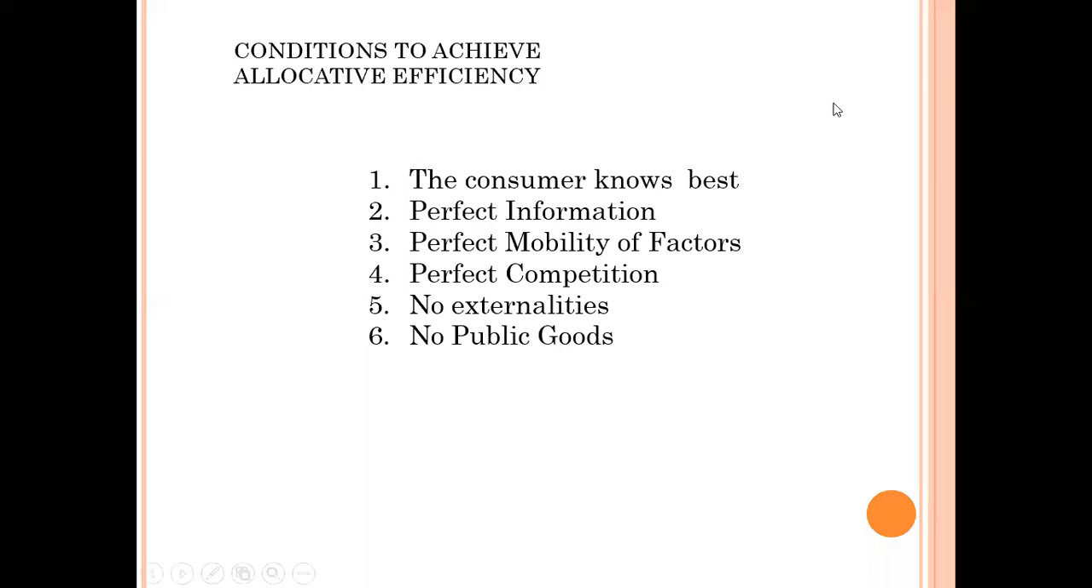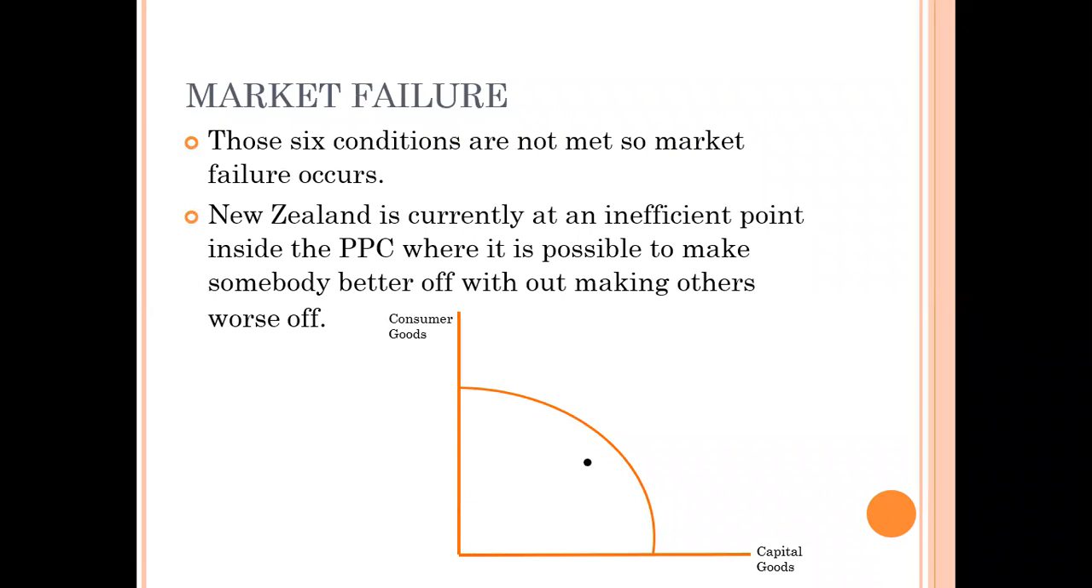So there are six requirements to get allocative efficiency. If these six conditions are not met, we will say that there is a market failure.